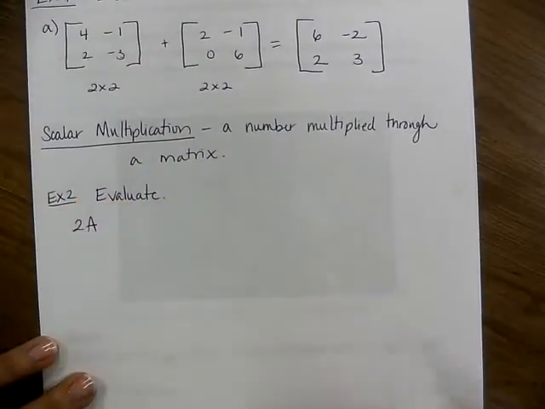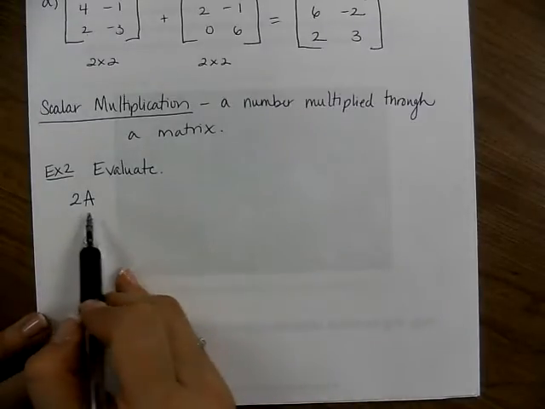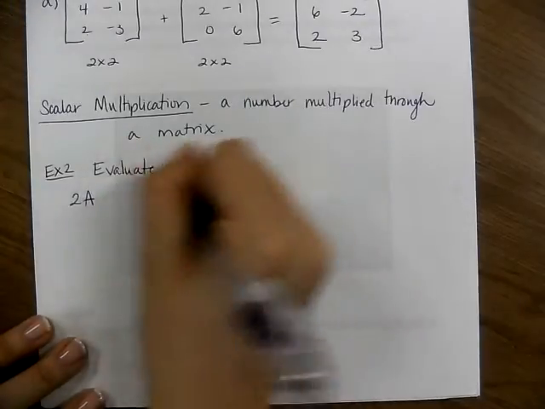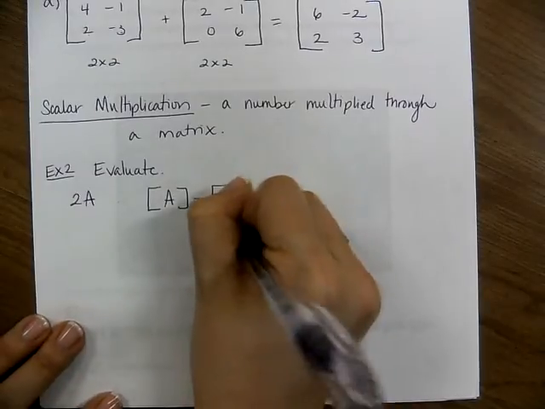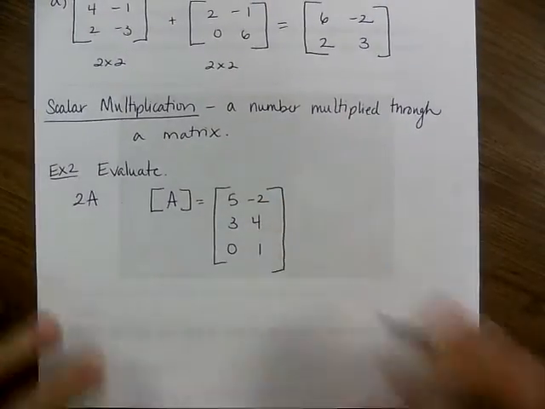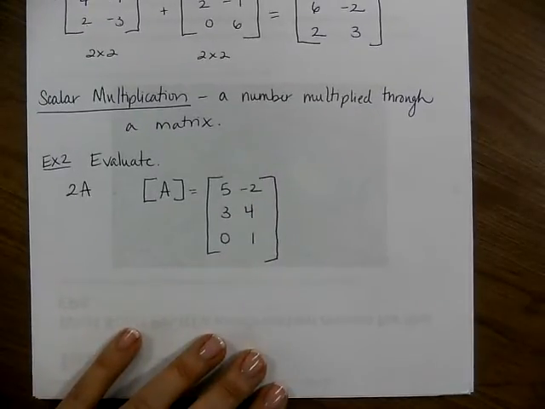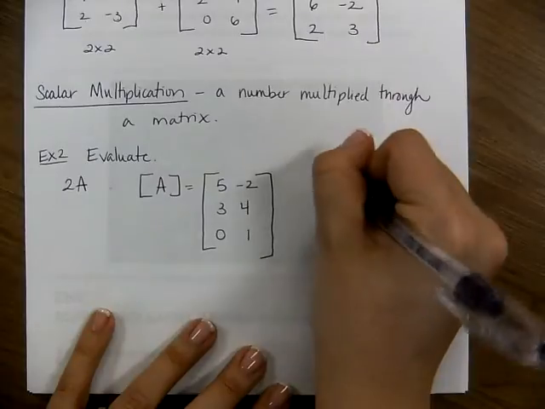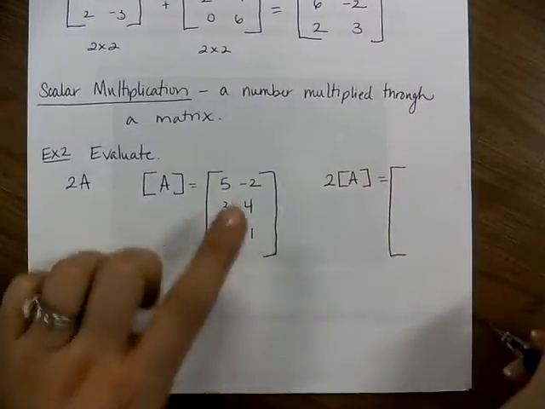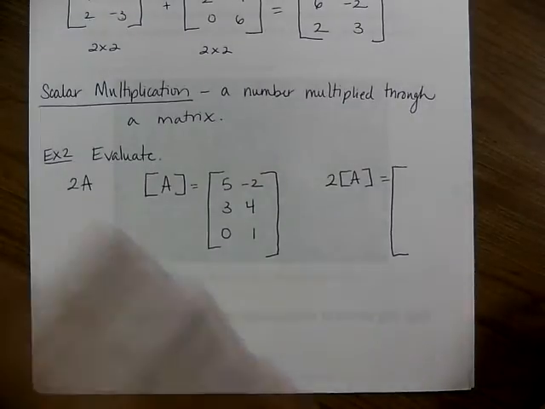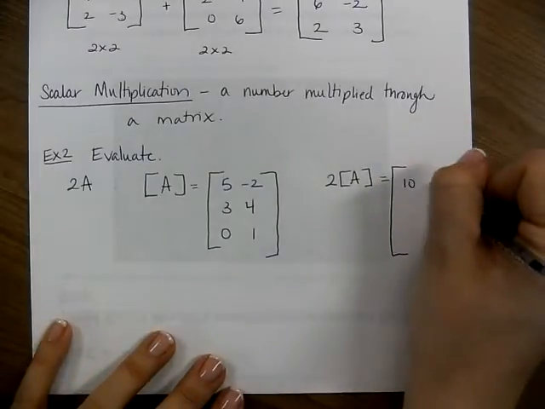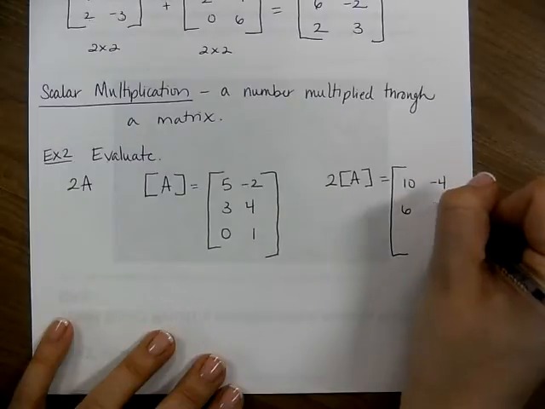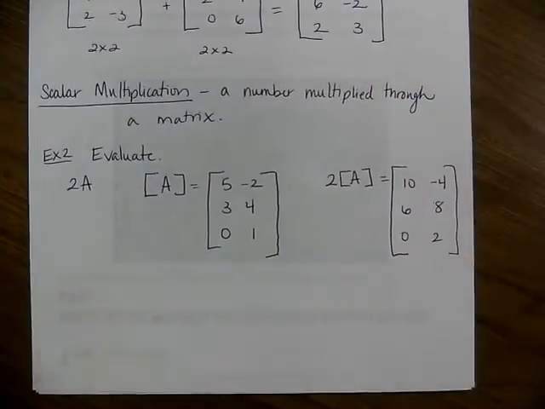Let's say you had 2A. This is saying take 2 and multiply it through matrix A. So we've got to be given a matrix. Let's say that A is 5, -2, 3, 4, and 0, 1. So for 2A, you're just literally going to take 2 and multiply it by each element. Does dimension matter here? No, because it doesn't matter how many elements you have as long as you multiply them all by 2, right? So you get 10, -4, 6, 8, 0, and 2. And that is 2A.